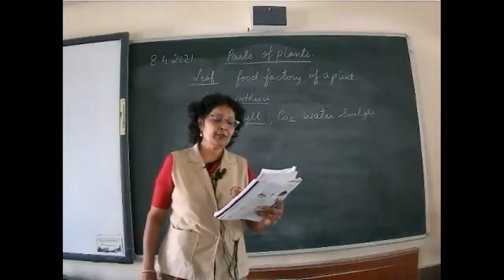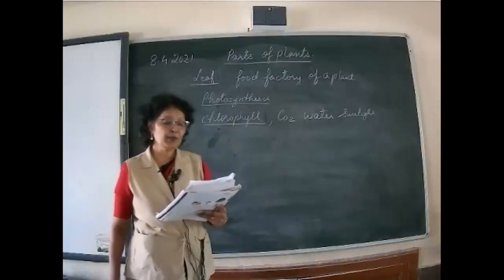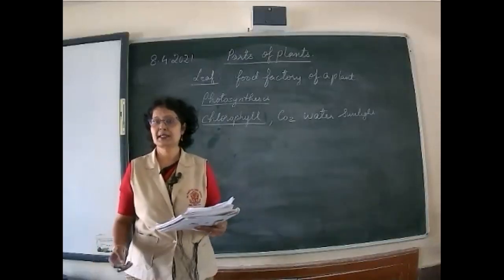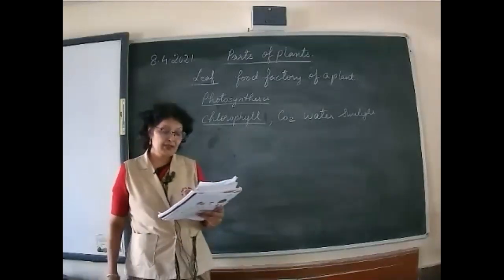The leaves take carbon dioxide gas from air and light energy from the sun. Food prepared by the leaf is stored in the stem, root, fruits, and seeds as starch. Structure we have done.